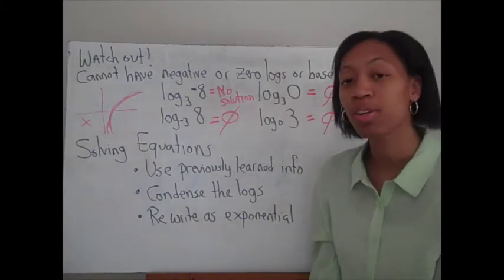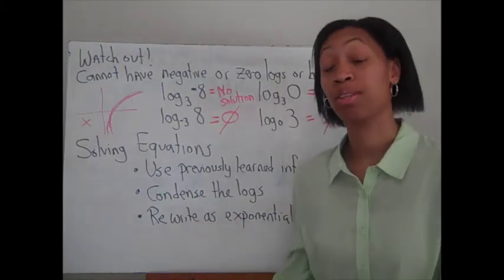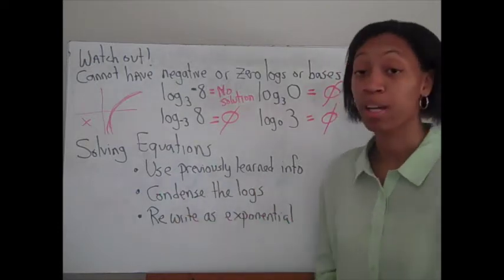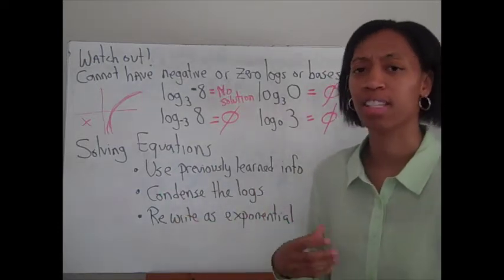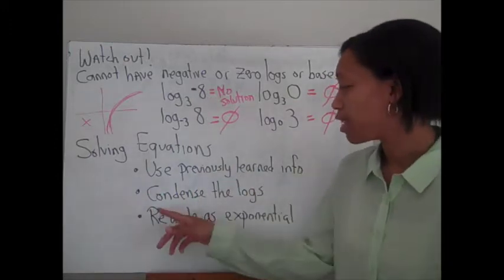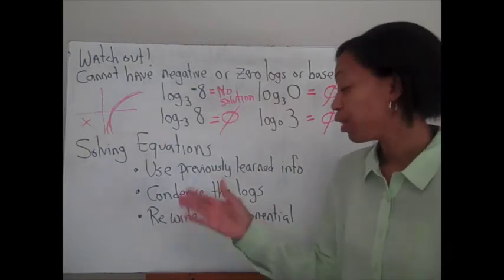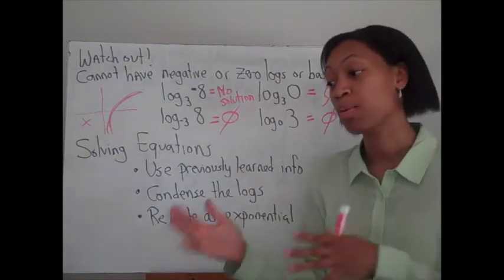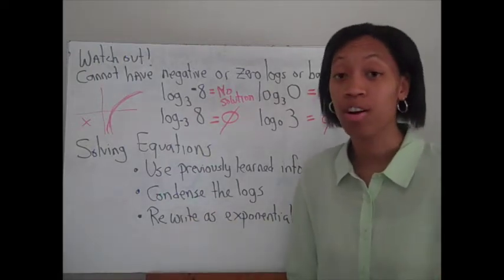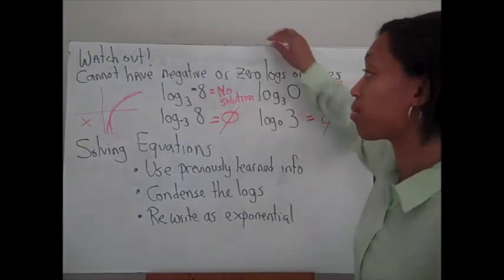Okay, now when we're solving equations, you actually already know what you need to know to be able to solve these logarithmic equations. You're just going to use the previously learned information about the properties of logs and how to expand them and condense them. So in general, what you're trying to do is condense the logs. You're going to have to rewrite the log as an exponential, or maybe rewrite the exponential as a log, and then you can just solve. So let's look at some examples of solving some equations.